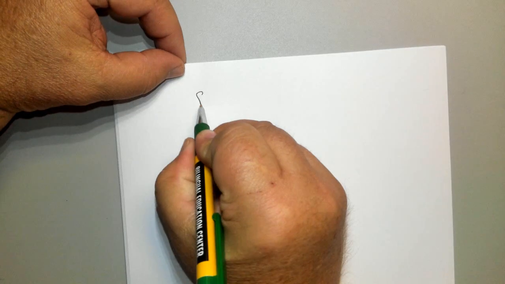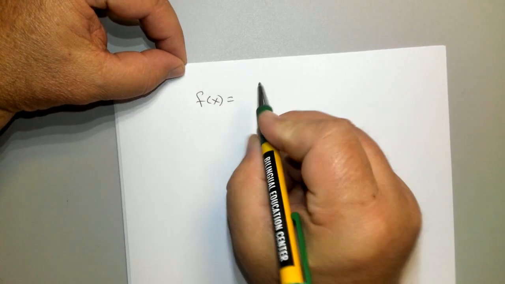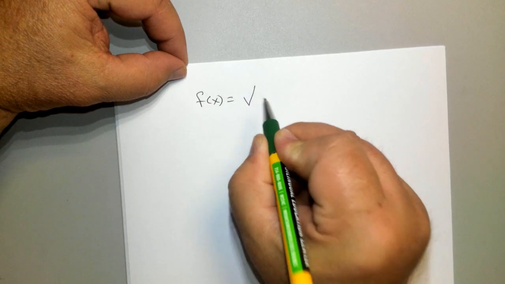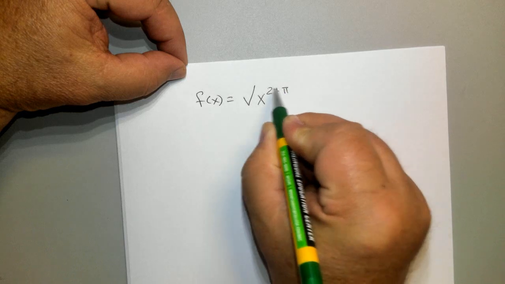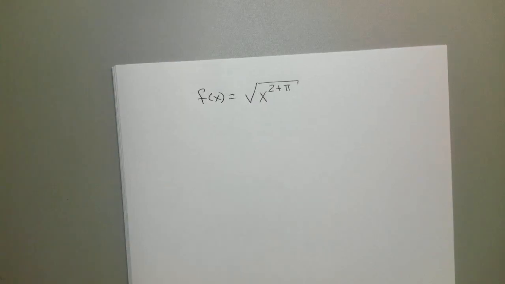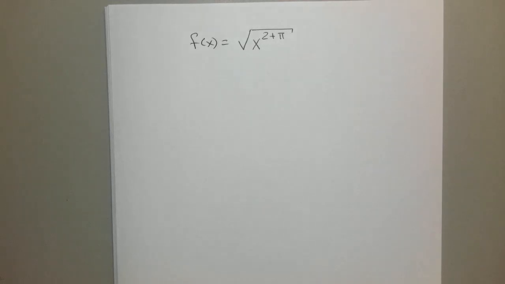One more. Radical x squared plus pi inside the radical. This will test your algebra knowledge.